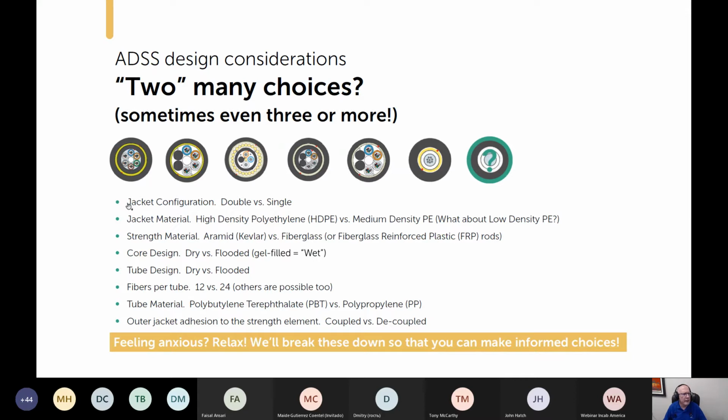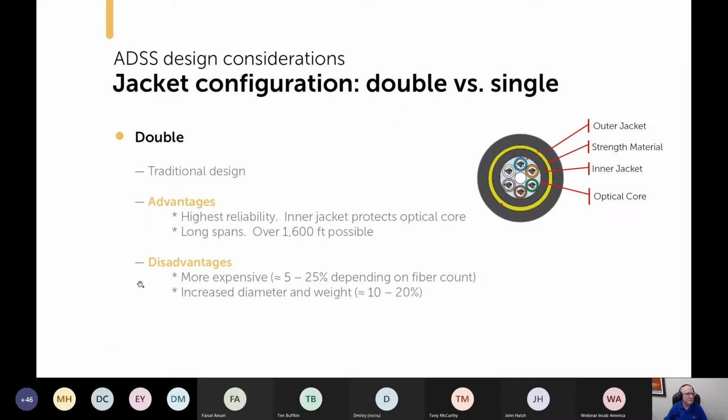I mentioned we have 8 elements, and it's going to seem like, wow, so many choices, too many choices, because for every one of these design considerations, there are at least 2 choices, sometimes 3 or more. We're going to talk about each, so relax. It's going to be real simple. You're all going to be experts at the end of this webinar.